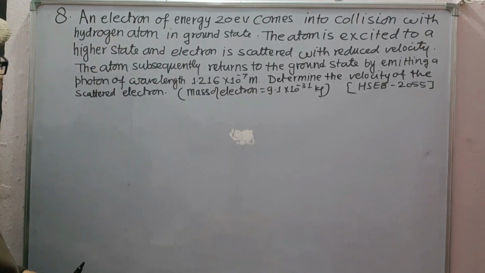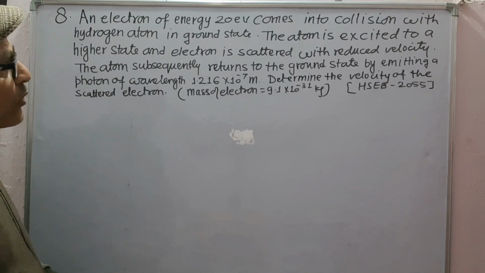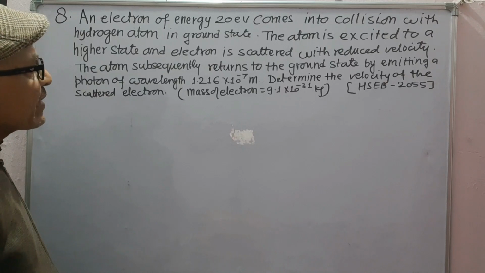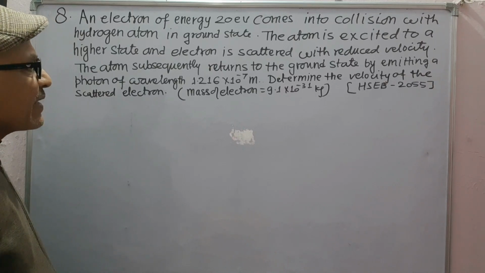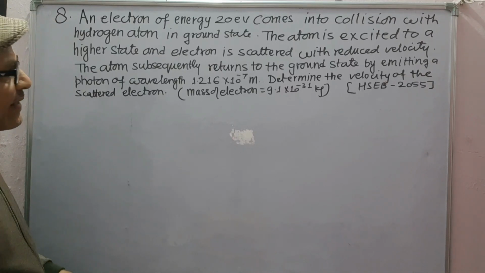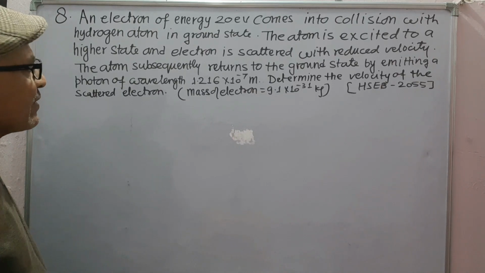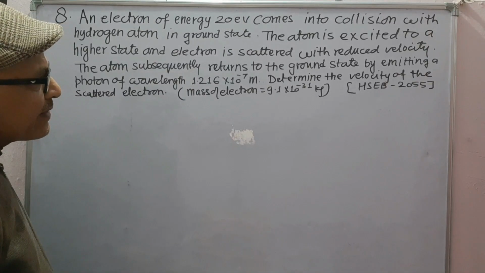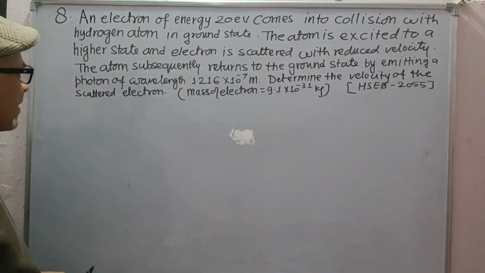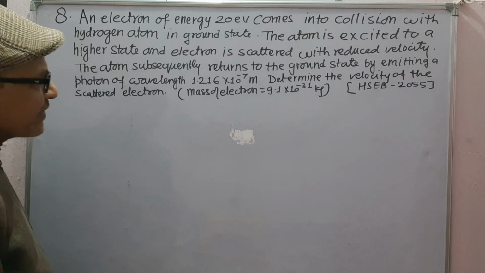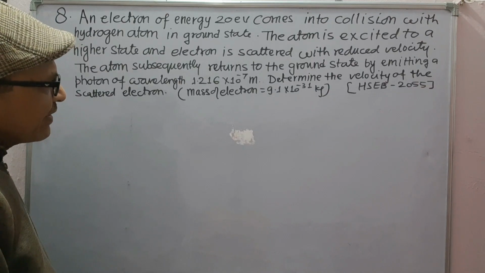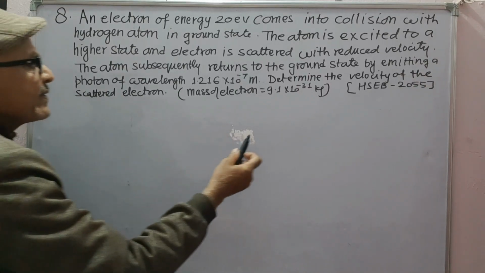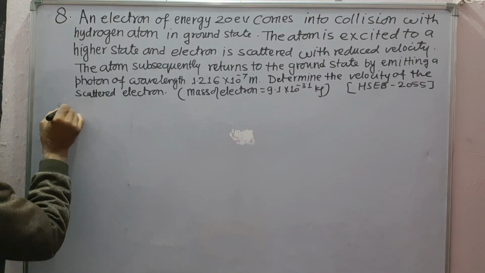Next question number 8. An electron of energy 20 electron volt comes into collision with the hydrogen atom in ground state. The atom is excited to a higher state and electron is scattered with reduced velocity. The atom subsequently returns to the ground state by emitting a photon of wavelength 1.216 into 10 to minus 7 meter. Determine the velocity of the scattered electron. Mass of electron is given this much.